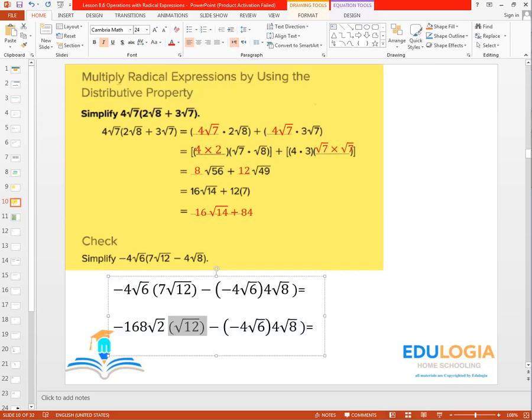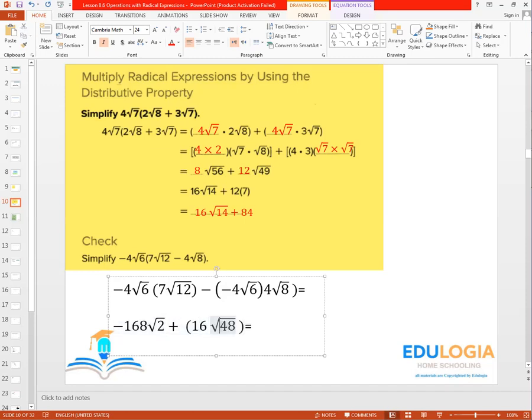This is the first part done. Second part: we have two negatives, so it's a positive. Forget about the radicals for now, just numbers. 4 by 4 is 16. Then root 6 by root 8 is going to be root 48. To distribute, there must be a bracket here. 6 by 8 is 48, I think.